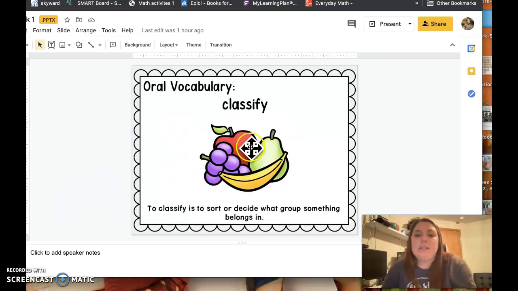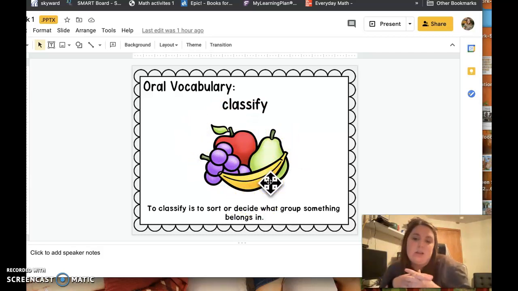All right, our next vocabulary word is classify. Classify. To classify is to sort or decide what group something belongs in. So if we're looking at these pictures, we have an apple, a pear, a banana, and grapes. These are all what? Fruit, right? So we could classify them as being in the fruit family.